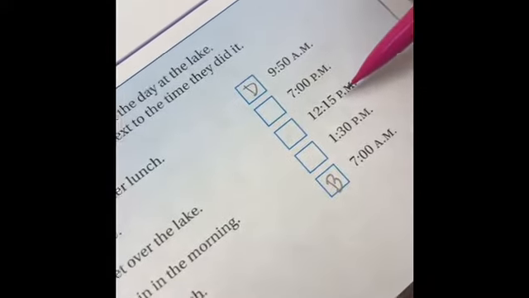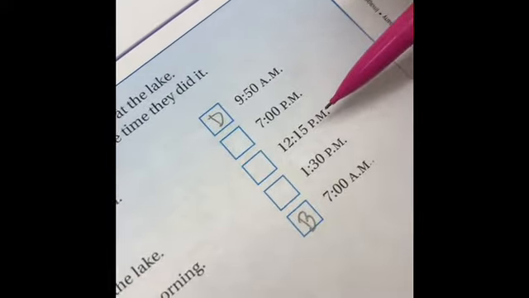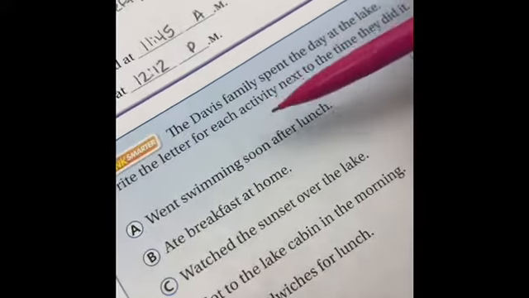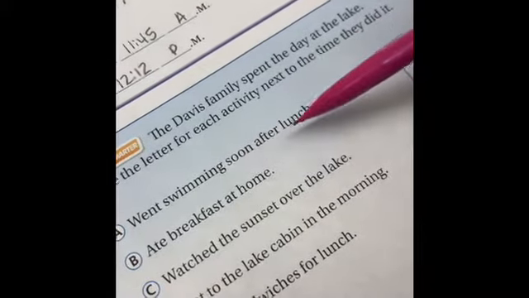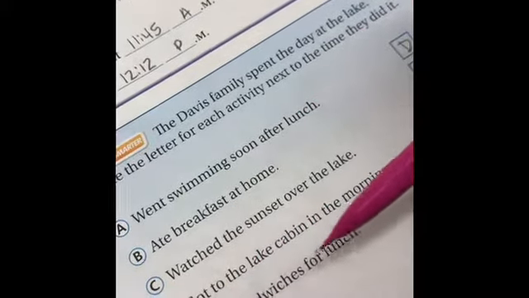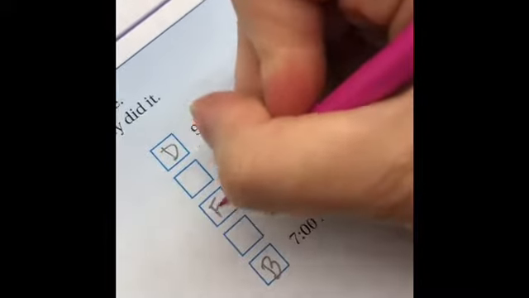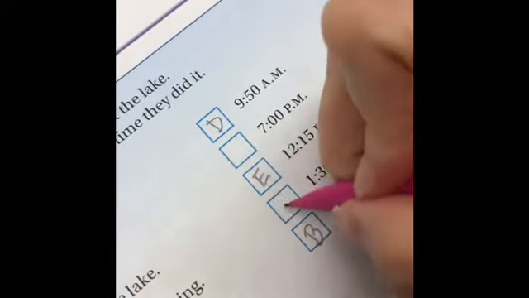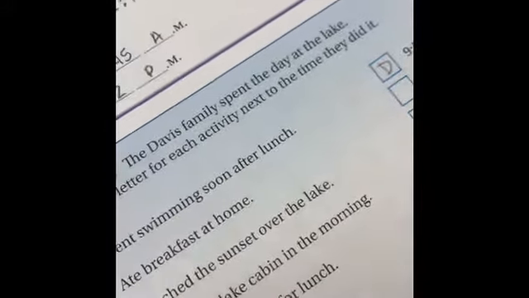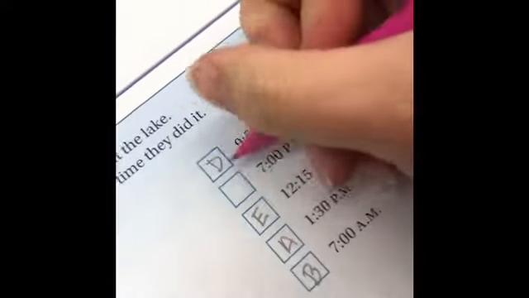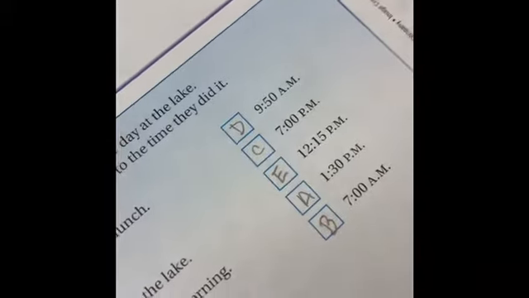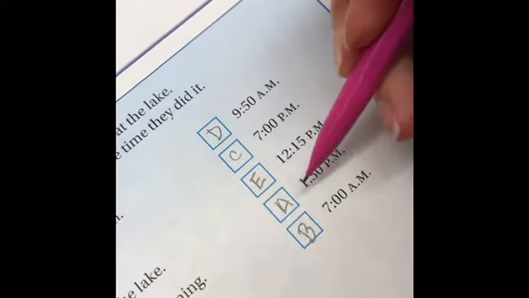Then we're to 12:15 p.m. So 12:15 p.m. is around lunchtime. When we come over here, it did say something about they went swimming soon after lunch, but down here it said they had sandwiches for lunch. So having sandwiches for lunch comes first. So that's going to go in 12:15. And then going swimming right after lunch would be our next time at 1:30, and that was letter A. And then that leaves watch the sunset over the lake for 7 p.m. All right, so it should go D, C, E, A, B.